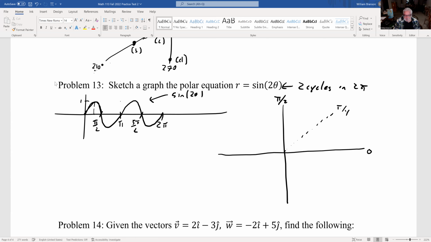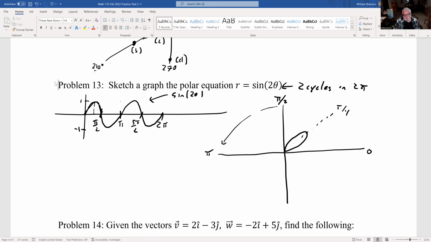We start at 0 and our radius goes out to 1 at pi over 4. And then when you come back down to pi over 2, it's come back down to 0. From pi over 2 to pi, that's the second quadrant, our sine starts at 0, goes down to -1, and then comes back up. So it's negative.